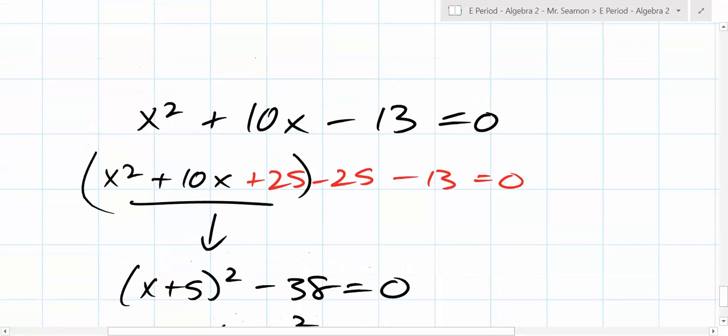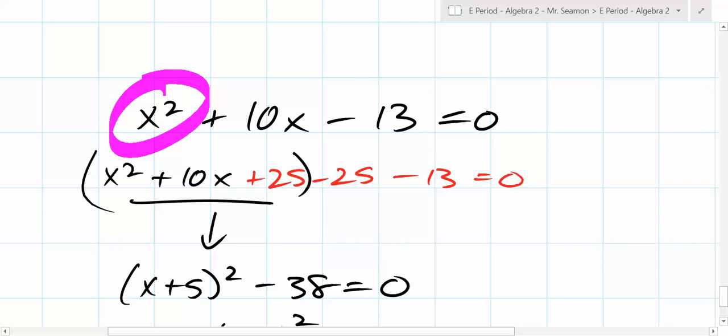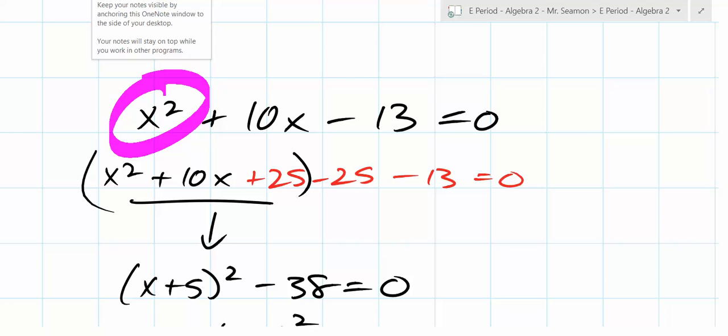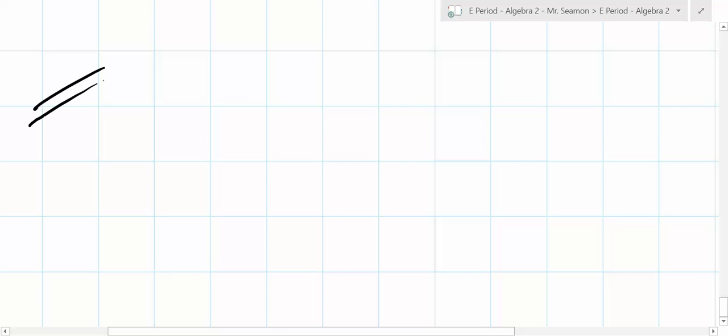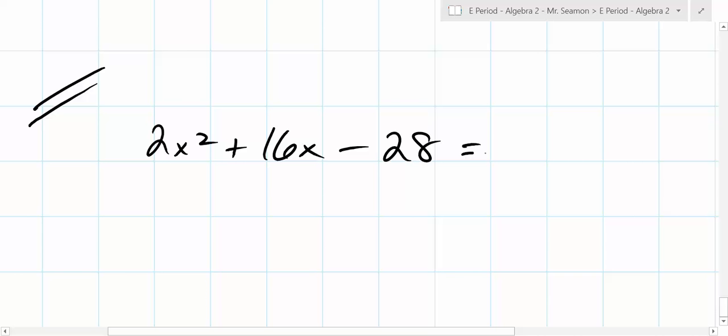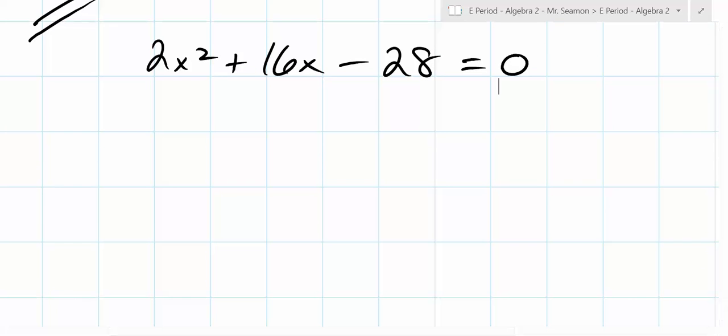So the last bit of this is the following. What's the leading coefficient right here? 1. 1 is the leading coefficient. Does the leading coefficient always have to be 1? No. So let's say, for example, it wasn't 1. Let's make one up totally. Let's say it was 2x squared plus 16x minus 28 is equal to 0. What do you think you should do first?